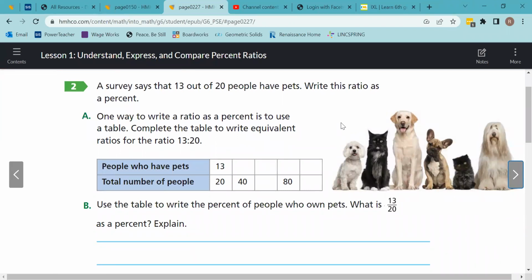So, okay, number 2, a survey says that 13 out of 20 people have pets. Write this ratio as a percent, okay? Now, 13 is not out of 100, so our answer is not 13%. So we have to essentially count up or multiply and make it proportional to figure out what it is out of 100, okay? So you can use a table. We're going to fill this in. People who have pets, so you've got 13 out of 20.